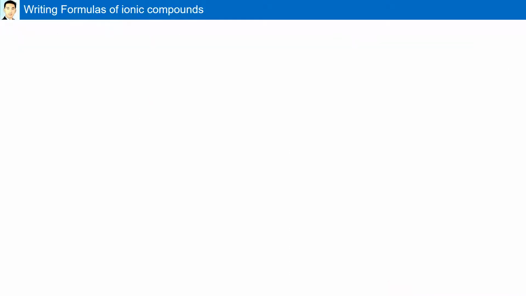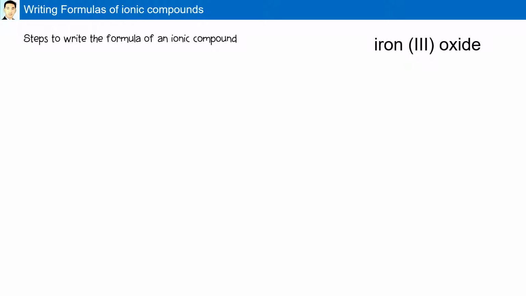Writing formulas of ionic compounds given the name of the compound. In this first example, we have iron 3 oxide. First, we need to identify our cation and anion. The iron 3 indicates iron has a 3+ charge, while oxide indicates the oxygen has a 2- charge.